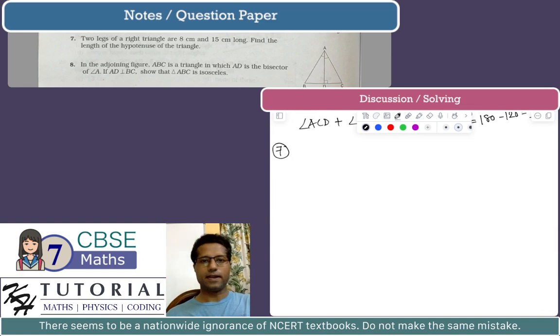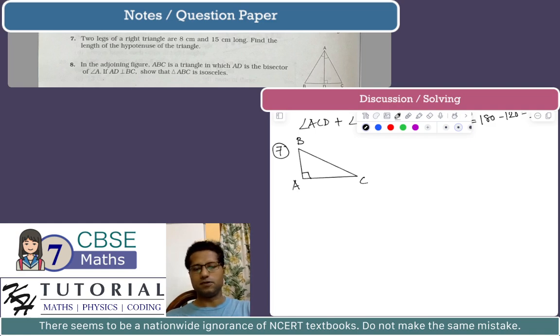The two legs of a right angle triangle are... Please note that legs and arms refer to the sides other than the hypotenuse. So we have a right angle triangle like this, and let's say this triangle is right angled at A. BC is the hypotenuse. AB and AC are the legs, also known as the arms, and BC is the hypotenuse.